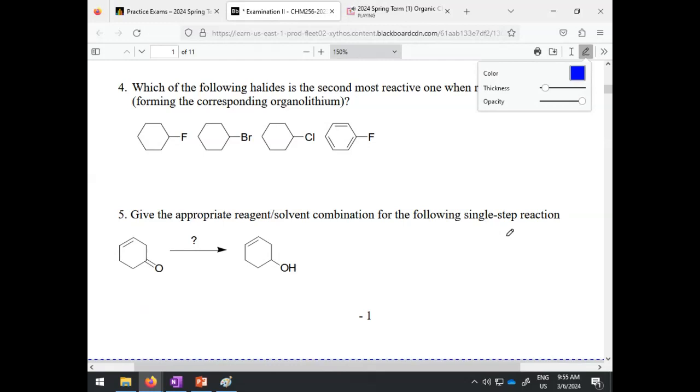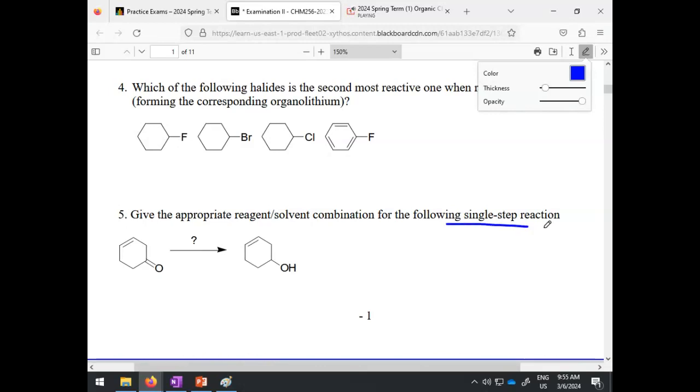So what should be avoided? You don't want to use H2, because H2 is going to reduce both, not selective. Okay. So what's available to you? If not H2, what else can reduce a carbonyl group to an alcohol? What else can do the reduction job? Yeah, NaBH4 may work, and lithium aluminum hydride may work.